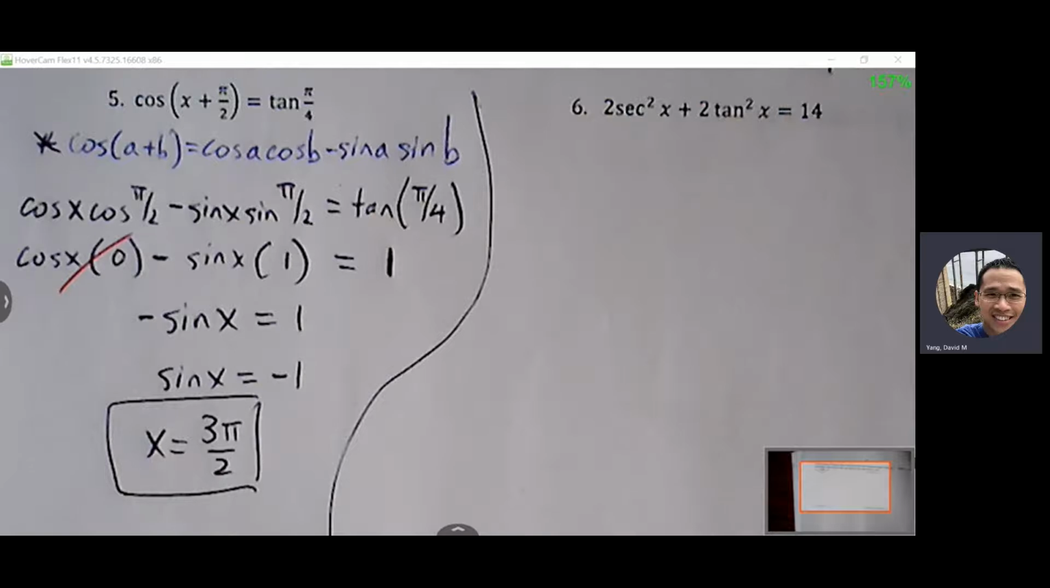Okay, take a look at number 6, 2 secant squared plus 2 tangent squared equals 14. Any thoughts as to how we can approach this problem? Yeah, convert one to the other, right? Either everything in terms of secant or everything in terms of tangent. Which would you prefer to work in? Secant? Okay. I prefer to work in tangent, but secant works too.